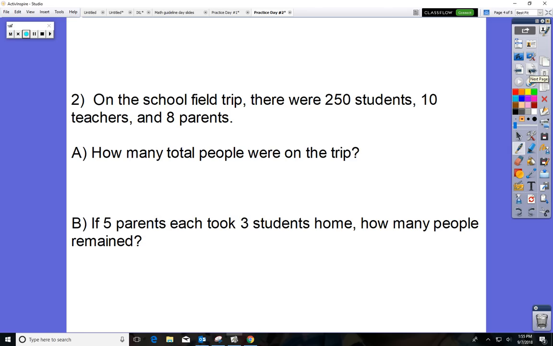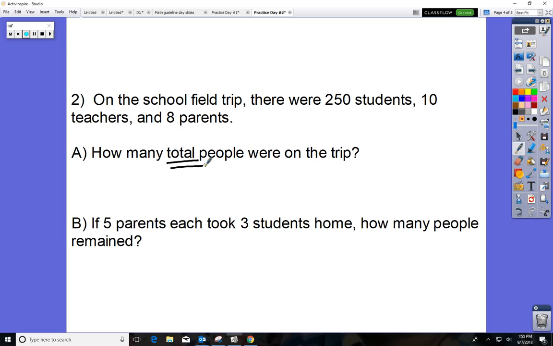Okay, so now we're going to get into some word problems. Number 2 says, on the school field trip, there were 250 students, 10 teachers, and 8 parents. How many total people were on the trip? So here we're being asked to find a total number of people.